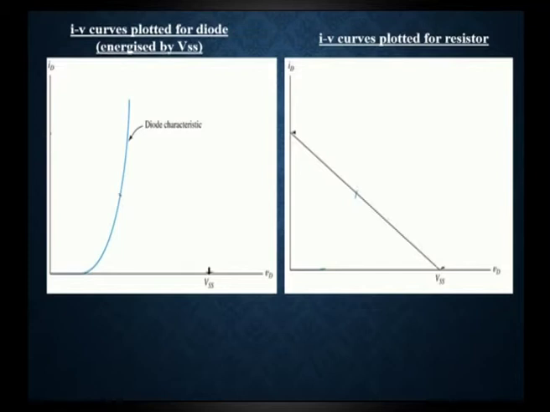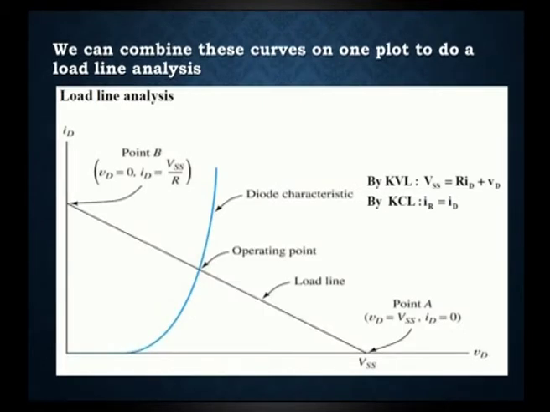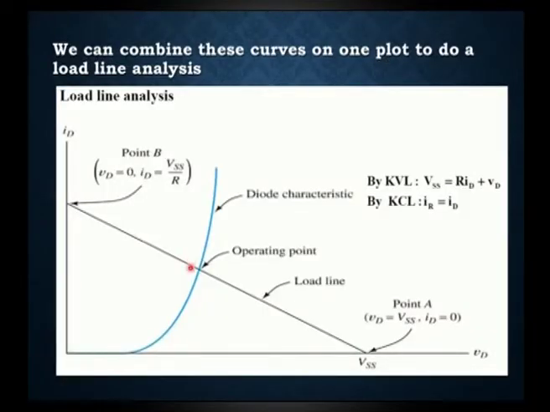This is the VI characteristic curve for the diode, which we already discussed, and for the load as a resistor, this is the VI characteristic for a resistor. We can combine these curves on one plot, and that is the basis of load line analysis. When we combine the load line and the characteristics of the diode, a point of operation is found, called the Q point. This is the load line, this is the diode characteristic, and this is the Q point or operating point, which has to be satisfied by both KVL and KCL.